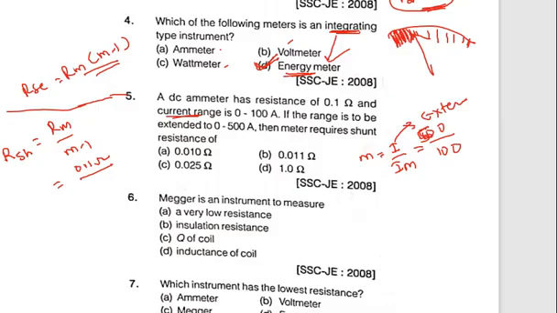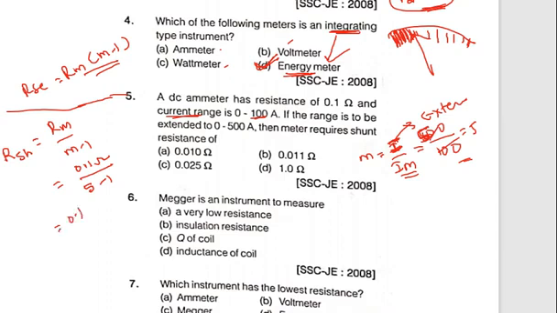M equals I by Im. Im is nothing but the meter range. Meter range, how much is given? 100 amps is given, that is the 100 I have taken. I is nothing but the extended range of current here. So how much is it extended? Up to 500 amps. So that is why 500 by 100, how much? 5 we are getting. Okay, so therefore the multiplication factor M is 5, and M minus 1.